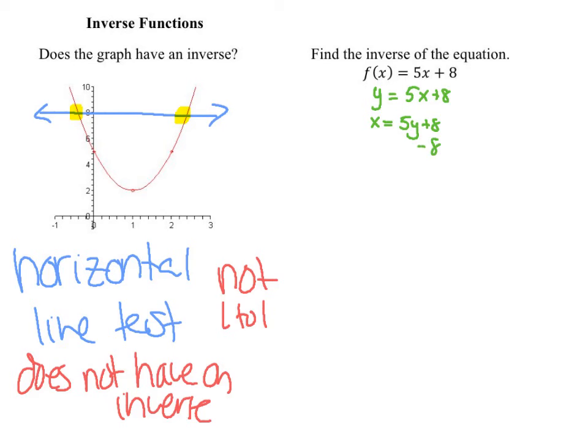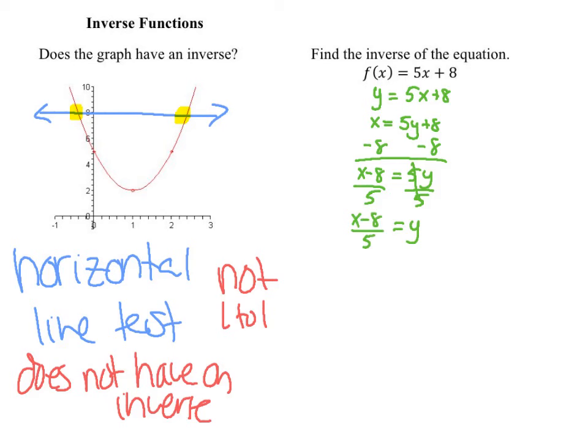So I need to subtract 8 on both sides. So I have x minus 8 equals 5y. Then to get the y by itself, I'm going to divide by 5. My 5's cancel. So I get that y equals x minus 8 over 5.